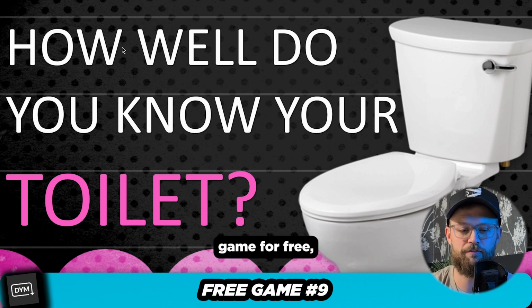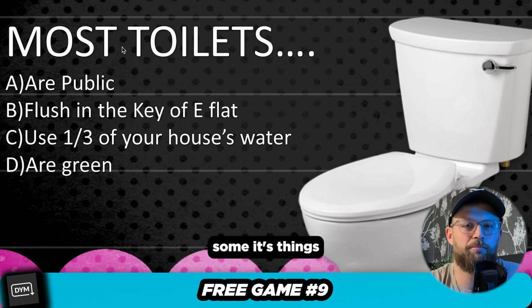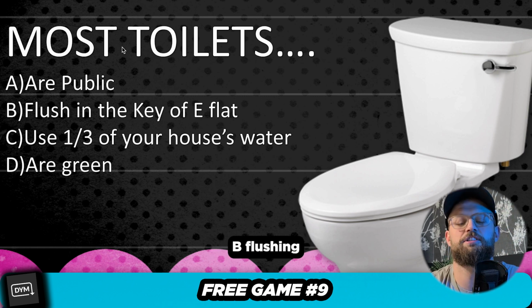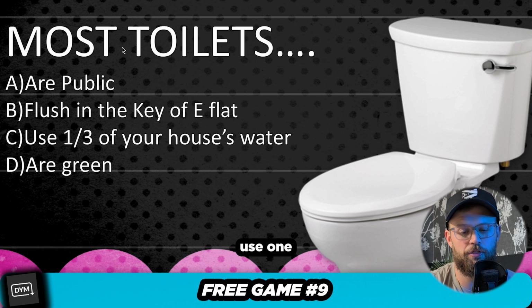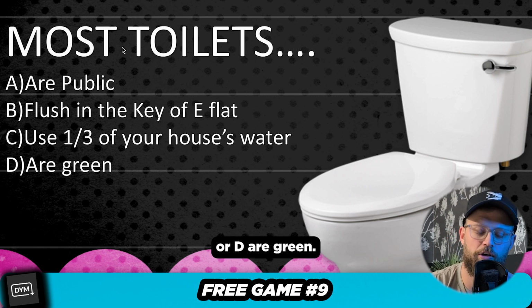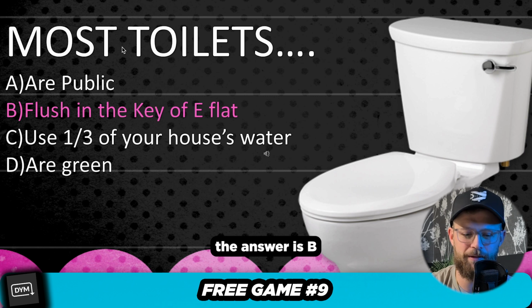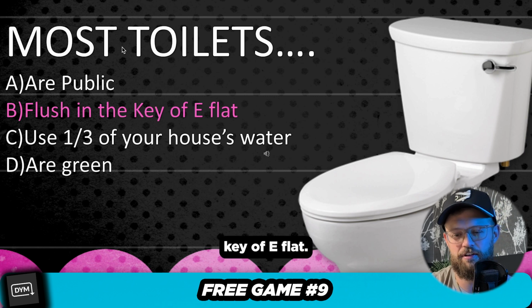You can grab this game for free, but it's things like this. Most toilets are A, public; B, flush in the key of E flat; C, use 1/3 of your house's water; or D, are green. What do you think it is? Comment your answer below. Of course, the answer is B, flush in the key of E flat.